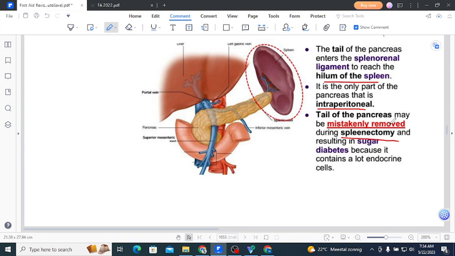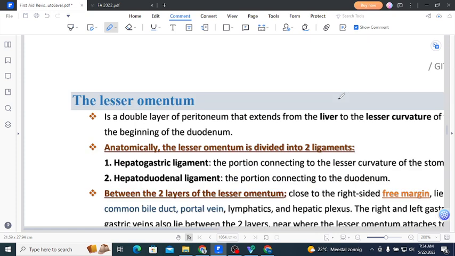So in all those scenarios, we have to do the splenectomy, and during splenectomy, we may accidentally remove the tail of the pancreas. And that results in diabetes because it contains a lot of endocrine cells. So the tail of the pancreas contains a lot of endocrine cells, like a lot of beta islet cells and a lot of alpha cells, and when those endocrine cells are removed, the person may develop diabetes mellitus.